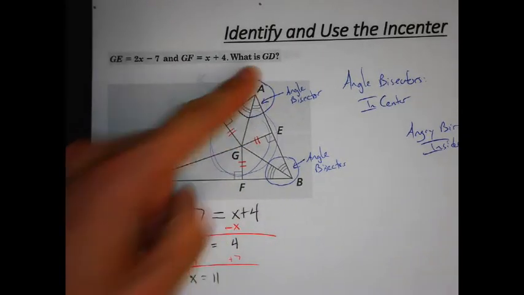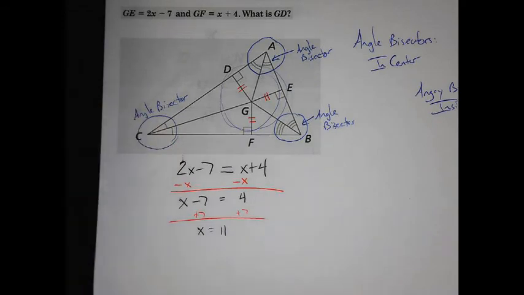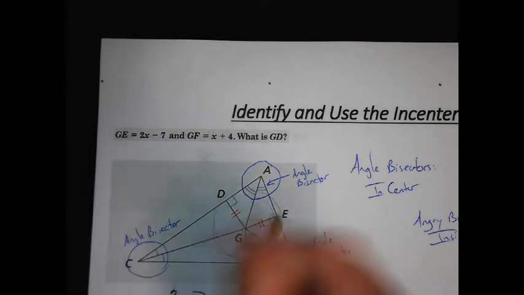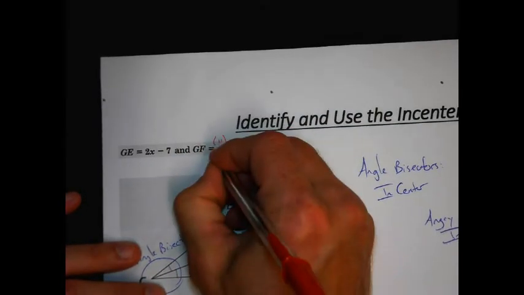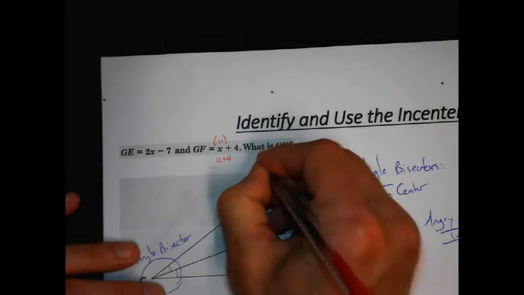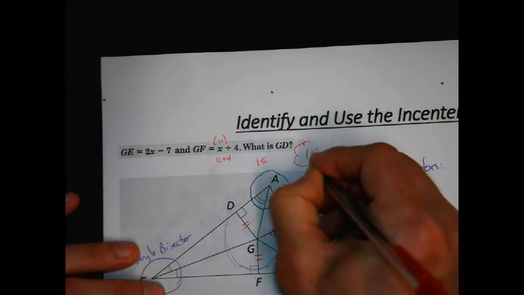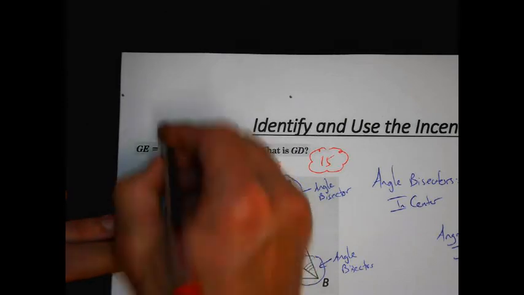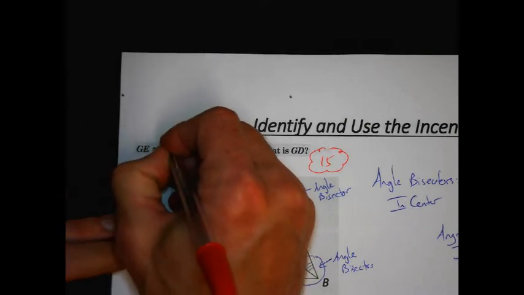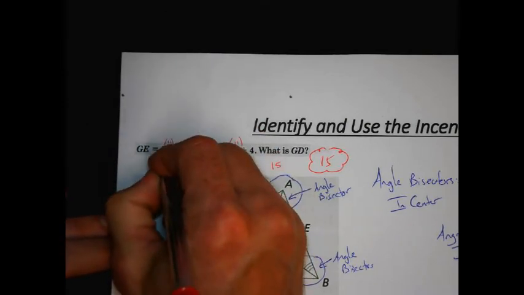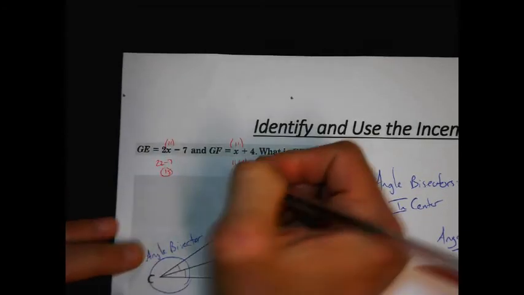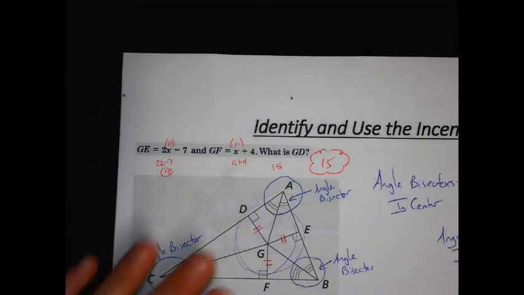What is the distance from G to D, right? What is the distance from G to D? Well, what do I do with that 11? I can substitute it into either one of these. So 11 plus 4 is 15. So GD is 15. And just to check my work, guess what 22 minus 7 is? 15. Right? Hey, 22 minus 7 is also 15. So either one, it still works. So you can check your work. But either way, the length of GD is 15.